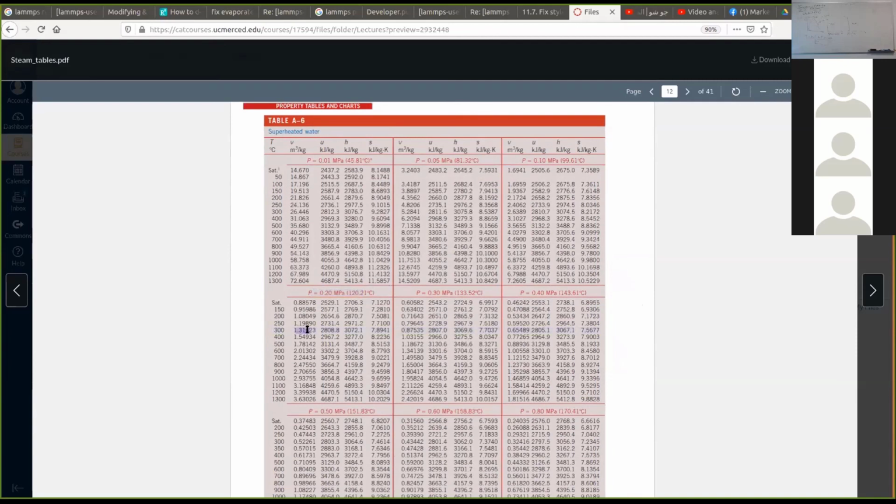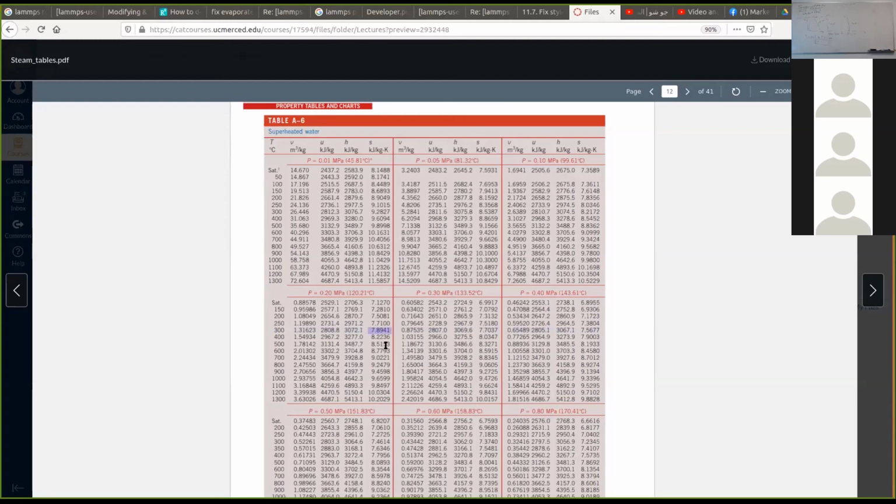So the first value, guys, can you see me? What is this value? Specific volume. Perfect, meter cube per kilogram. How about the next ones? Specific internal energy, specific enthalpy, specific entropy.